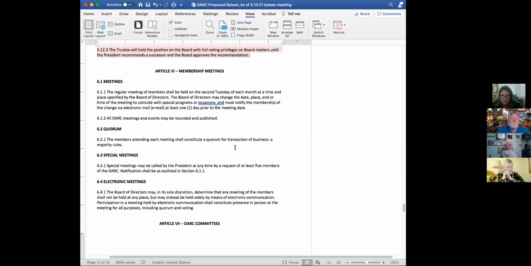The Board of Directors may change the date, place, and/or time of the meeting to coincide with special programs or occasions, and must notify the membership of the change via electronic email at least 1 day prior to the meeting date. 6.1.2, all DARC meetings and events may be recorded and published.